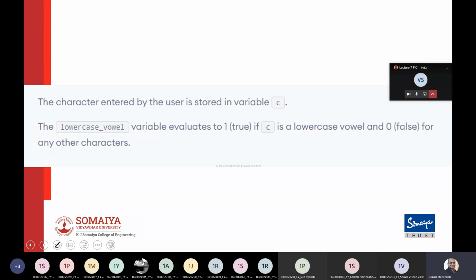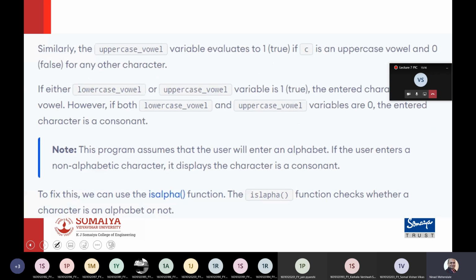Let's see how this particular program works. The character entered by the user is stored into the variable C. The lowercase variable equals true if C is a lowercase vowel, and 0 for any other character. Even if A, E, I, O, U is capital, the lowercase variable will give a 0 result. Similarly, the uppercase variable will be evaluated to true if C has an uppercase vowel, and 0 for any other case. Now, if either of the two, that is lowercase or uppercase variable, is true.